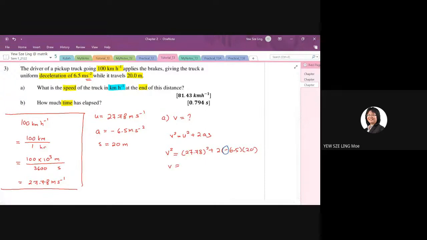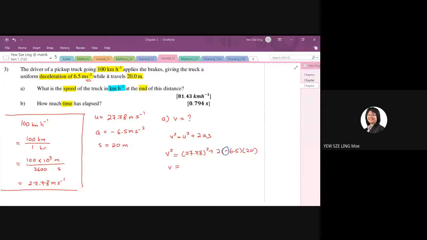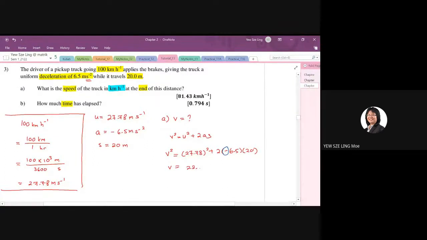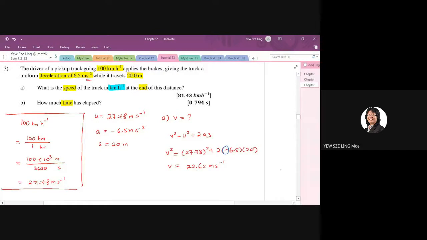So you're going to get V is equal to 22.62 meter per second. So from here, I want to change it back to km per hour because that is being asked in the question. The question asks you to change your final answer into km per hour.